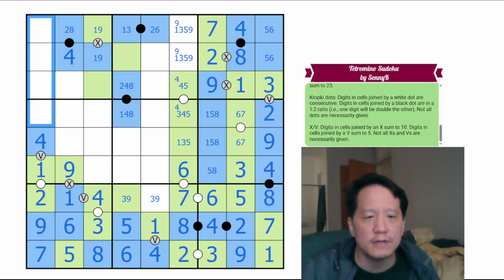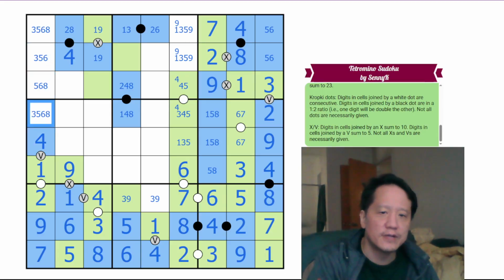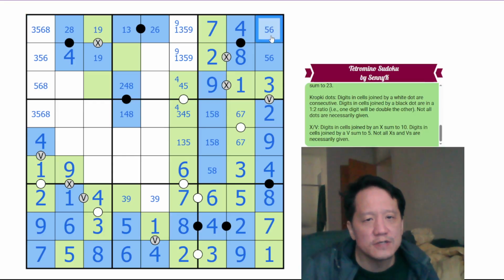Remaining digits in column 1, we have 3, 5, 6, and 8. No 8 here, no 3 here. 3, 5, 6, and 8. Okay.